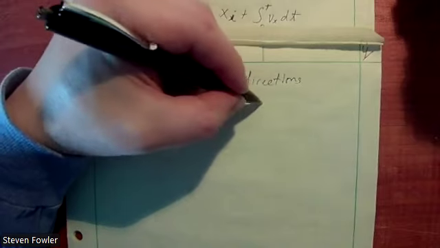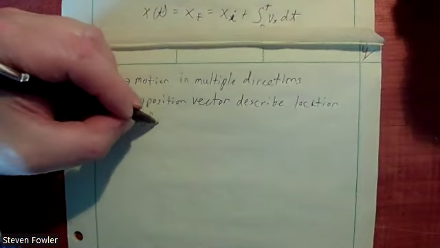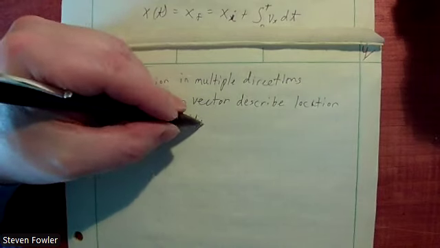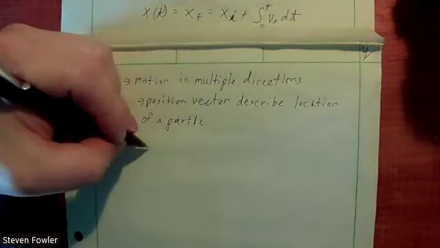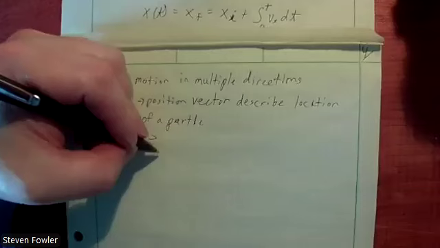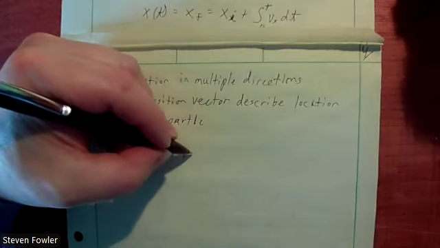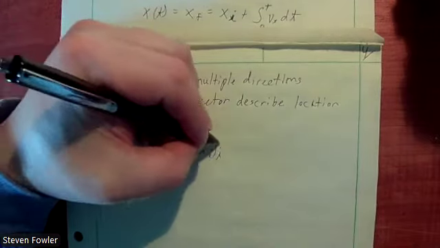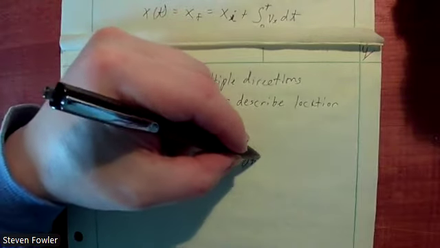And a position vector is going to describe the location of our particle, or of a particle, or whatever it is we want to describe the location of. And so that means I've got this R vector is going to equal basically the change in the X location in the X direction plus the change in the Y location.